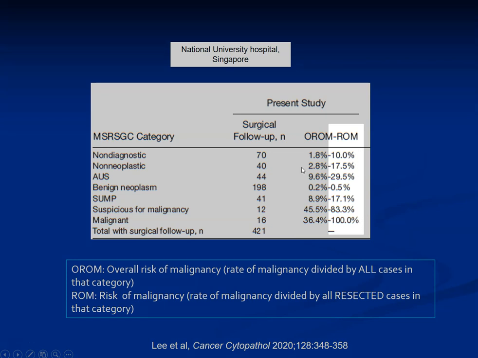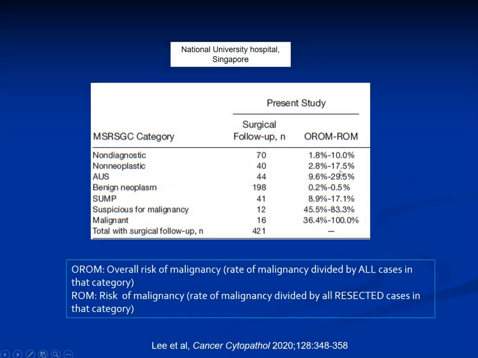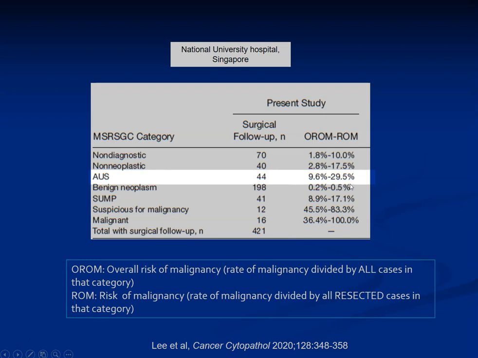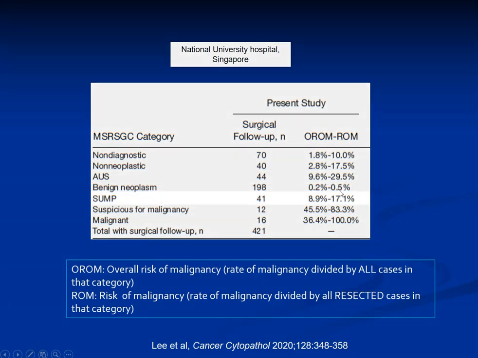And you can see that even for our non-neoplastic cases, there are a significant number that actually turned out to be malignant. And these turned out to be some difficult, tricky cases in which there was a lymphoid component. In the AUS category, our risk of malignancy was approaching 30%. For benign neoplasms, it was very low. For SUMP, about 17%. And suspicious for malignancy, 83%, and malignant, it was 100%.